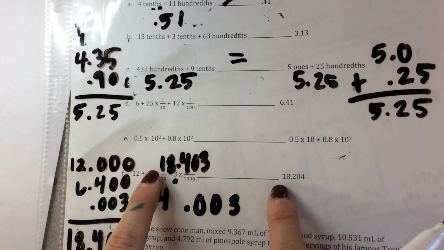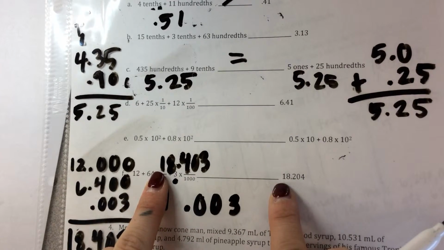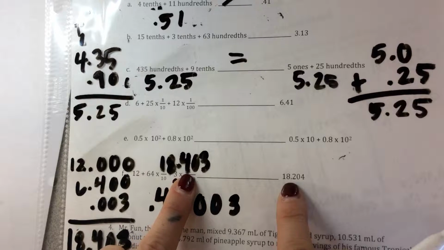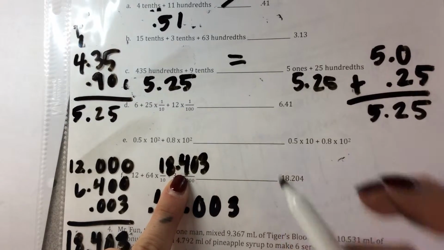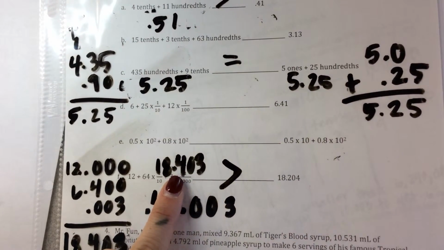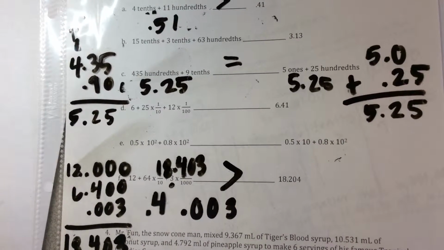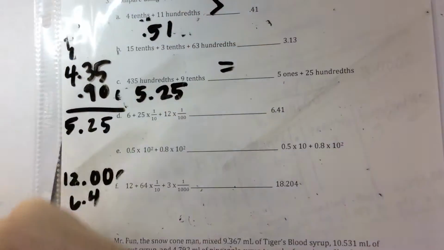So start with the biggest one. 1 and 1, same. Go to the next place value. 8 and 8 are the same. Go to the next one. The tenths, we have a 4 here, and we have a 2 here. The 4 in the tenths place is bigger than the 2 in the tenths place, so that means this whole number is bigger. 18 and 403 thousandths is greater than 18 and 204 thousandths. I will just do one more.